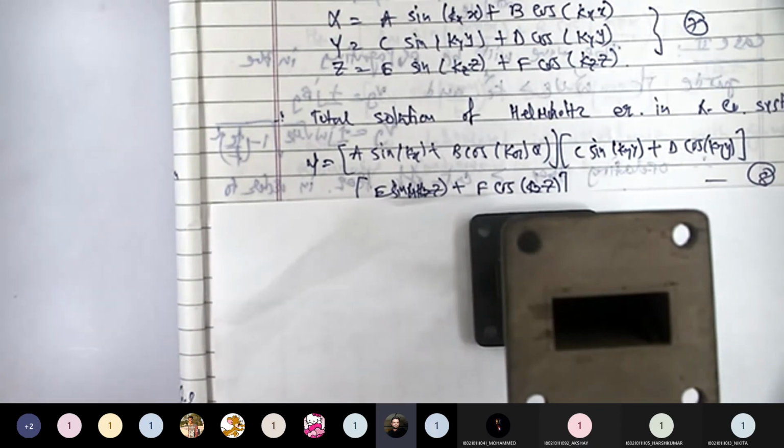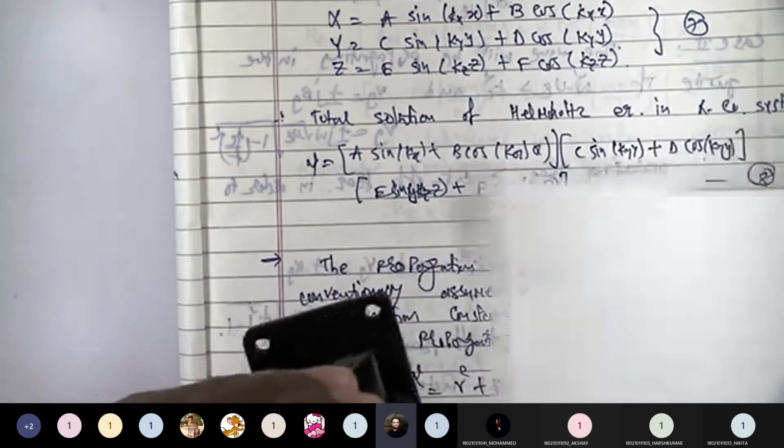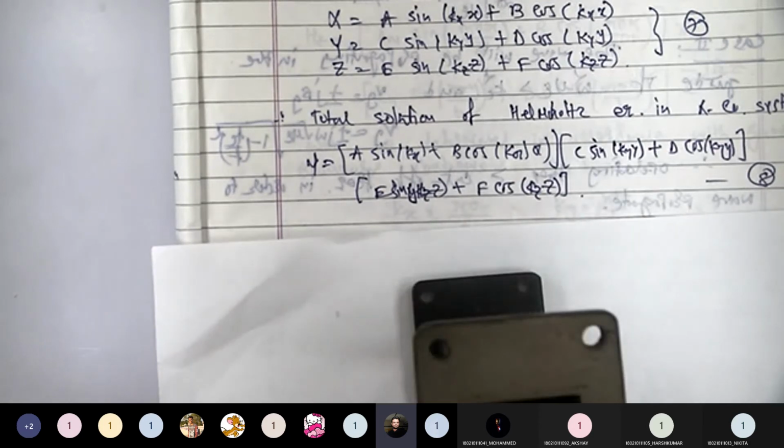So is it clear? Now I will stop here with this. Anyone have any questions first, then we should ask, because for now this much is enough. In today's class we have seen the rectangular waveguide, and we have seen the general solution of the Helmholtz or wave equations inside the rectangular waveguide. So if you have any questions, you can ask me.